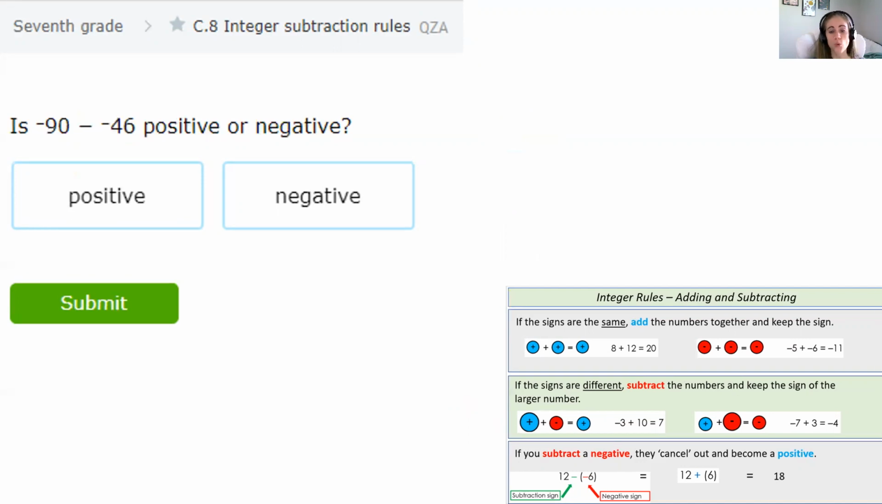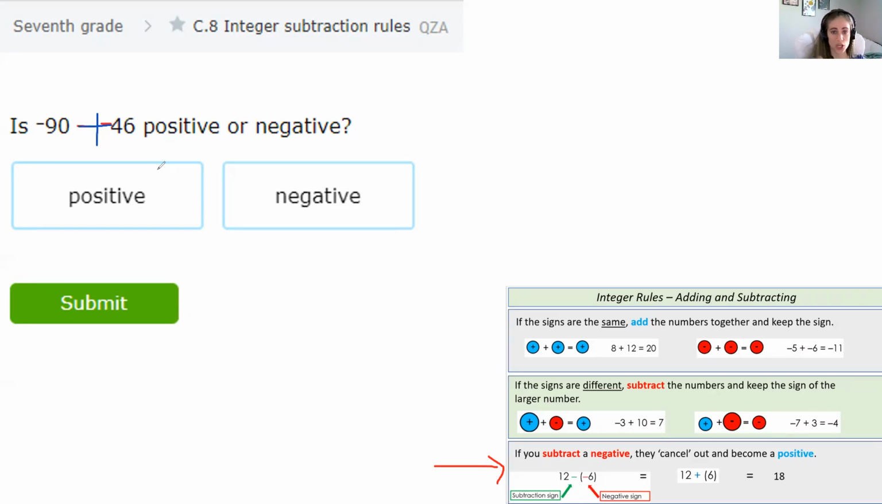All righty, we have one more example to wrap this on up. Is -90 minus a -46 positive or negative? So what's the first thing you guys need to look for? Hopefully you said, are we subtracting a negative? That's always what you want to check first. And we are. We have minus a negative. So what does that become? That becomes a positive.